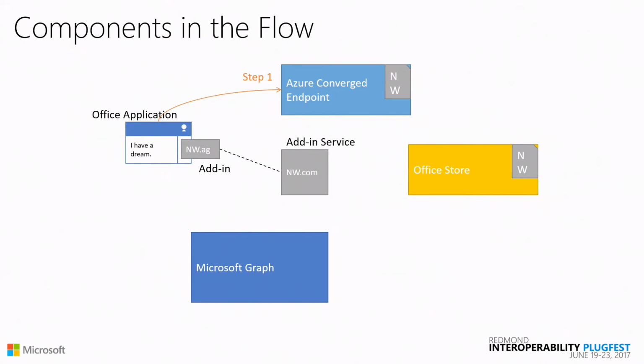Now, how does this happen? You have your add-in service running on nw.com. What happens is your Office application goes to Azure Active Directory and says, okay, give me a token that I can use to get access to Graph. But Azure Active Directory at this stage cannot give you that token. So what it does is it gives you a token here in step 1 to this application.